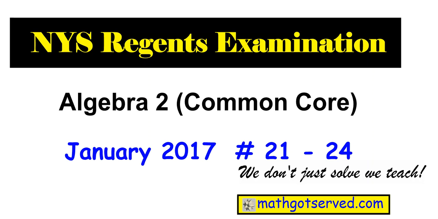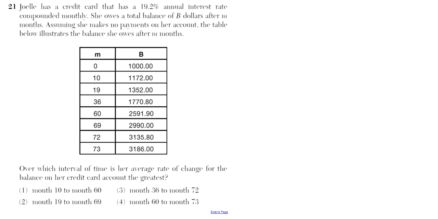In this clip, we're going to be going over problems 21 to 24 of the Algebra 2 Common Core New York Regents exam for January 2017. Question 21 reads, Joelle has a credit card that has a 19.2% annual interest rate compounded monthly. She owes a total balance of $B after M months. Assuming she makes no payments on her account, the table below illustrates the balance she owes after M months.